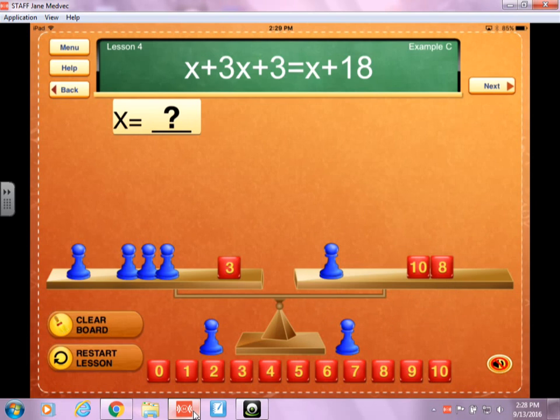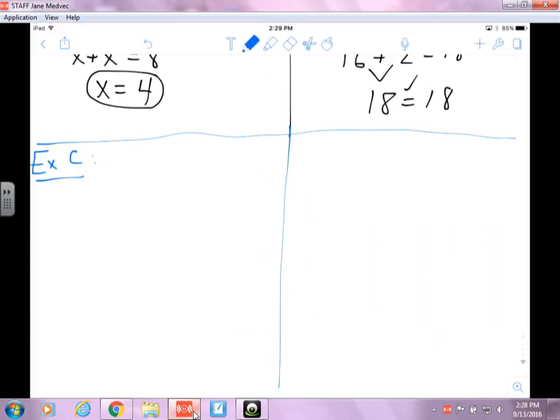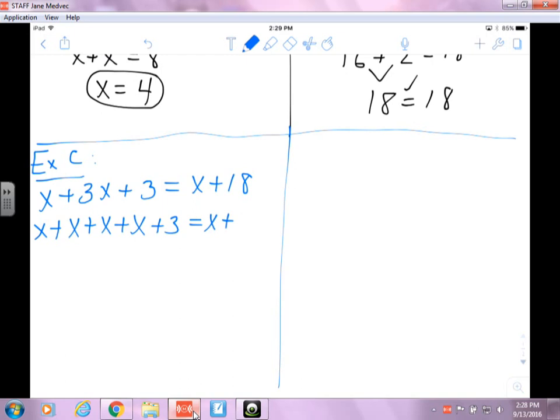Okay, so then what I'm going to do is I'm going to go back to my notes, and I'm going to write down what I just did. So I've got x plus 3x plus 3 equals x plus 18. I've got x plus 3x's then. Okay, now how many blue pawns were on each side? How many can I take away? 1. So I'm going to go minus x, and I get x plus x plus x plus 3 equals 18.